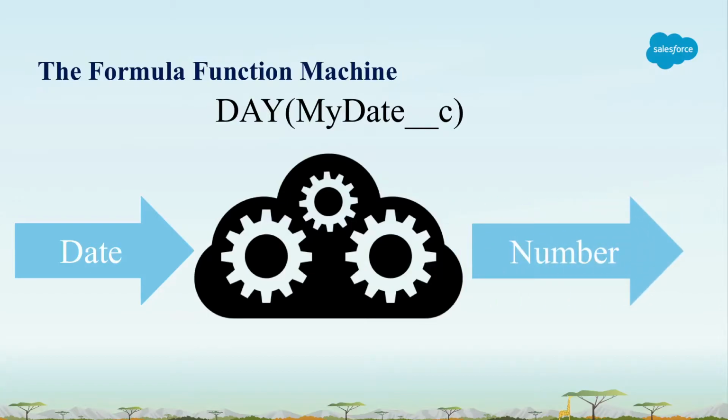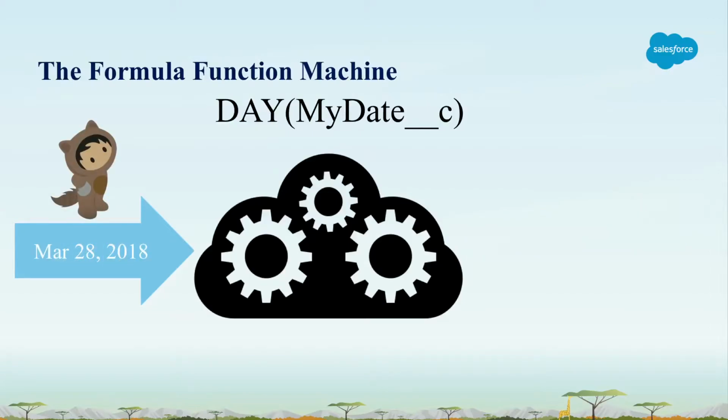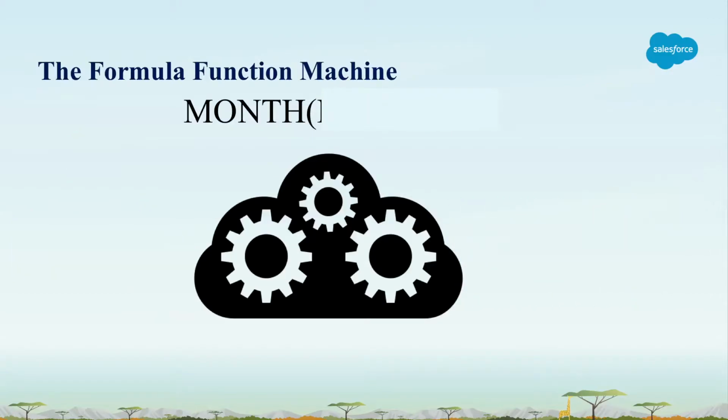Okay, so we're just going to review a whole bunch of these in quick succession. So the day function, you give it a date field, and it's going to give you a number. So what does that look like? If we give day, March 28, 2018, that's today, if my math is correct. What are we going to get out of that formula? 28. All right. How about month? What do you give month?